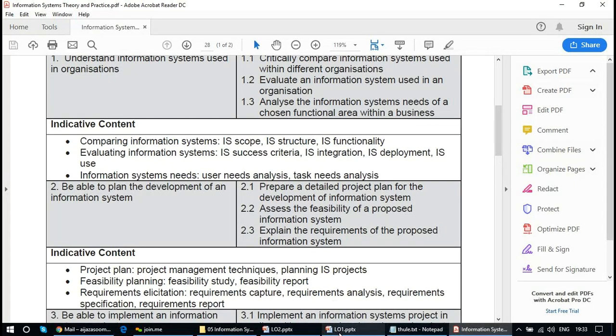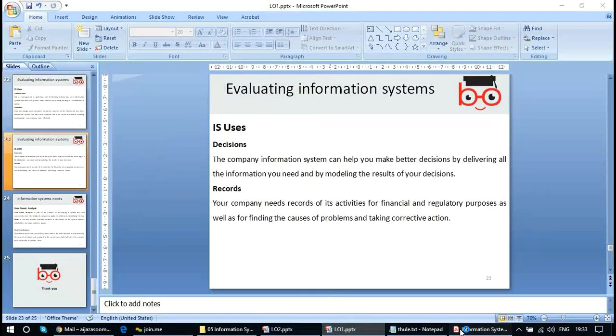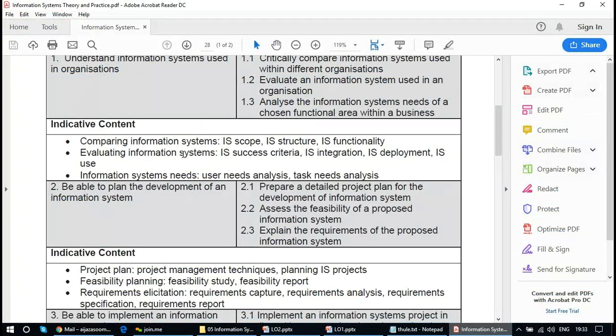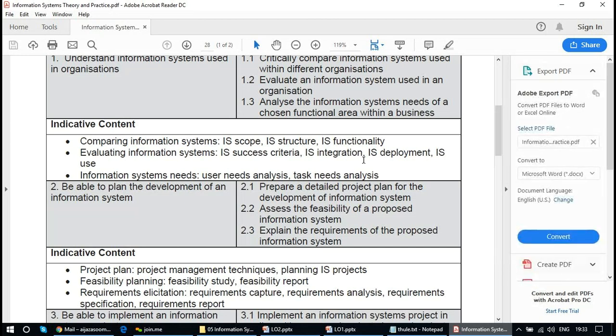So we are here, information uses. We discussed the success criteria, the integration, and deployment. Deployment and integration lie together as one thing. When you integrate or install, it means you deploy and put it into use. So you need to take care of these things, as well as next is the user need analysis and task need analysis.